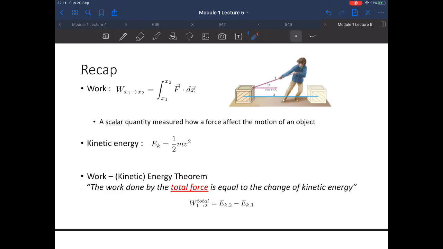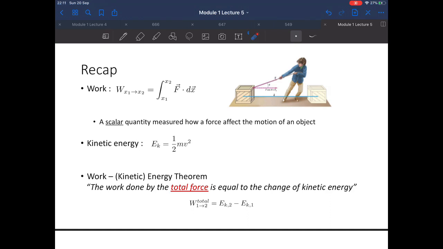Okay, and work from point x1 to point x2 is defined as the integral from x1 to x2 of F dot dx. So this dot is the dot product that we just talked about on the last page.